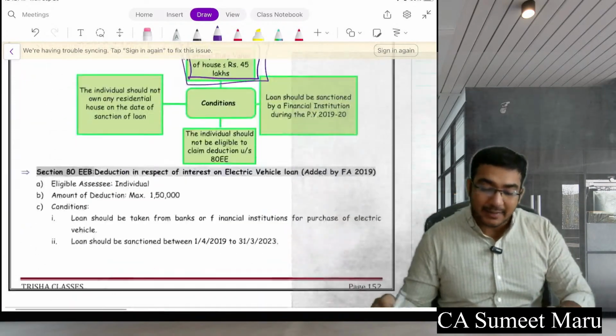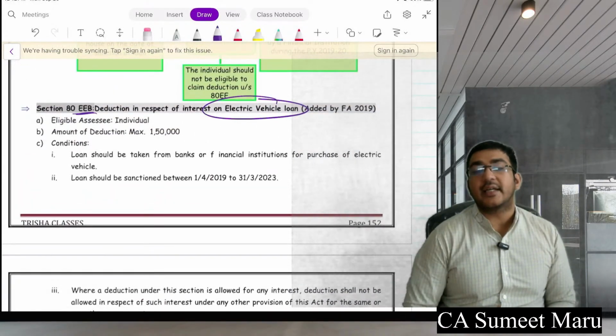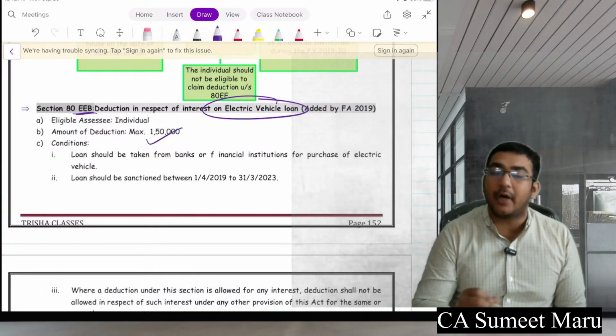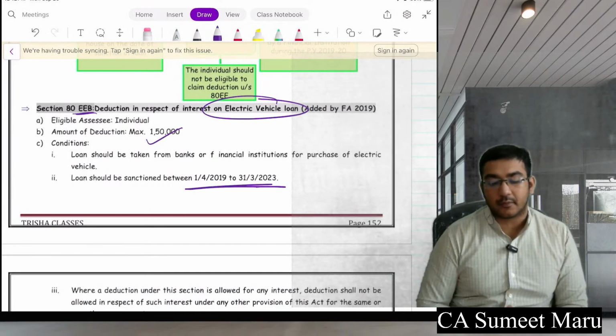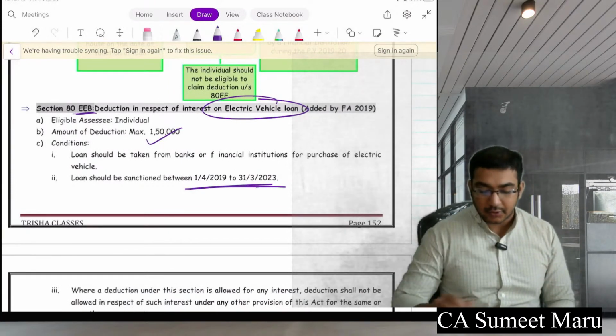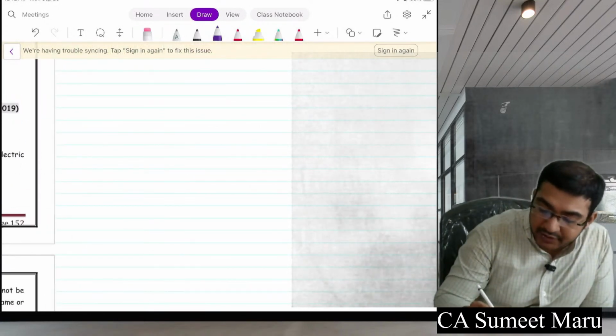Everyone clear? Similar is 80EEB, but this is for electric vehicle. So if you take an electric vehicle, interest on the loan of the electric vehicle up to 1.5 lakh you will get as a deduction, if you take loan from 1/4/19 to 31st 3/23. So if you understand, guys, see there are four deductions which we have seen.